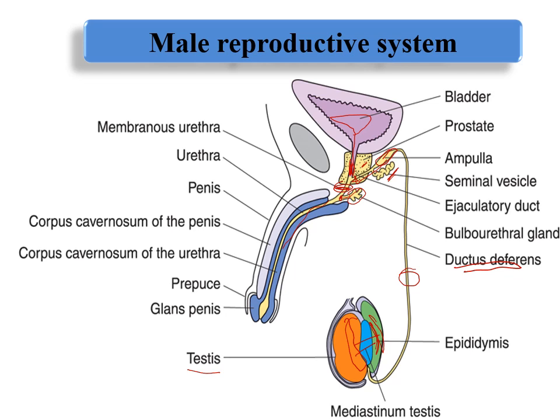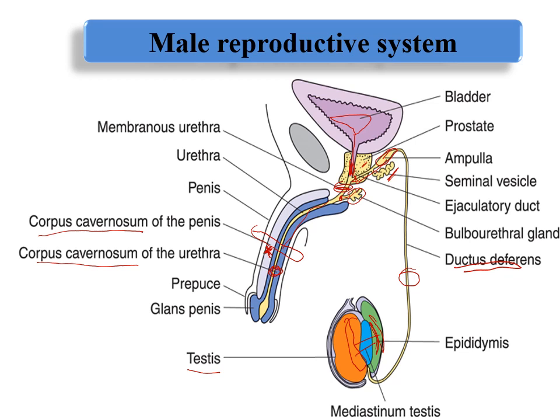In the penis, this is the penis. The penis is formed of corpus cavernosa and corpus spongiosa. The corpus cavernosa are the ones that are present outside. The corpus spongiosum is the one that surrounds the penile urethra.